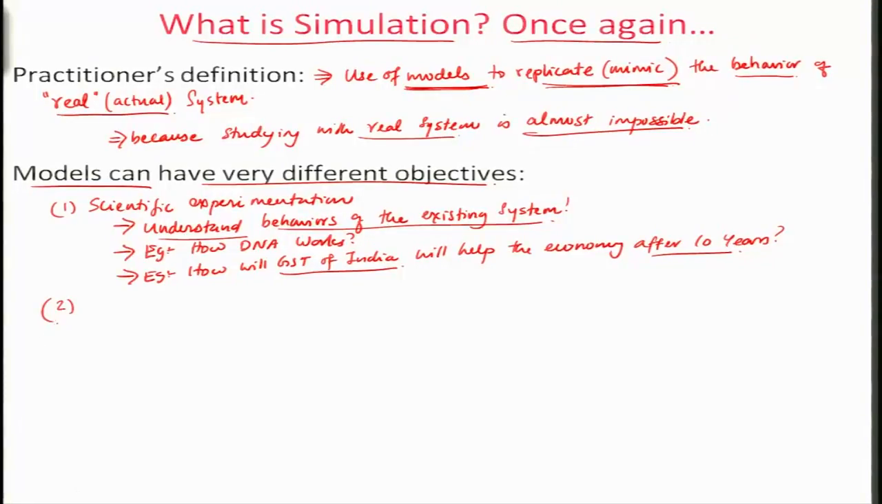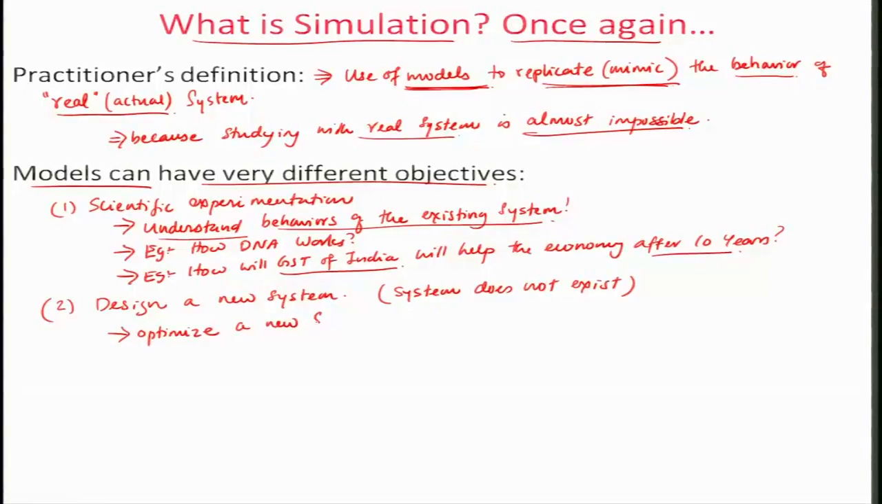The second objective that we can talk about is designing a new system. Okay. So, in this case, the system does not exist. The most important thing is the system does not exist. So, you cannot really play with an existing system because it actually does not exist. So, here the idea is to optimize a new system and also evaluate alternatives.